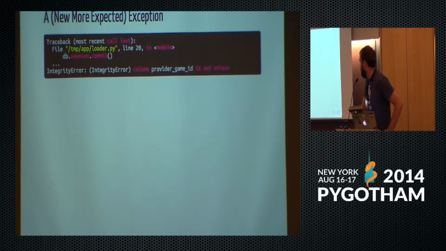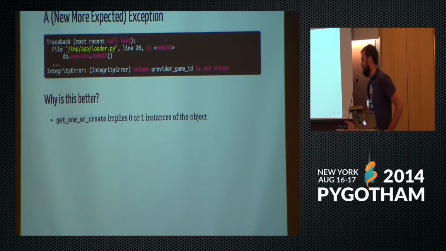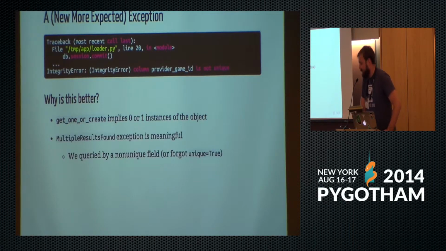So now we're getting an integrity error. And so that's better. Because of the way we named our function, the objective of this function is to either get one thing or create it. And so that means that there should really be no instances of that object or one instance of that object. So this exception is pretty meaningful. It probably means that we're querying by something that's not a unique field, and we should change that. Or like I did, we forgot to put the unique=True constraint on, and so when we add that, now we'll get the right exception.